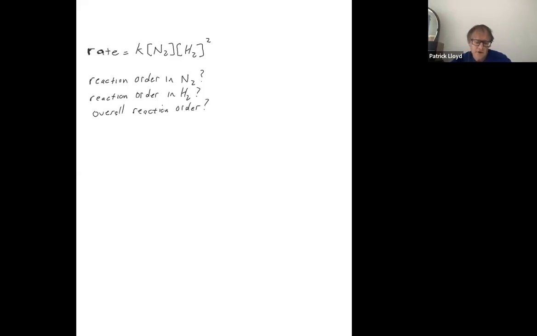Okay, relatively simple. So here's the way this works. Even though we don't write it, there's really a 1 there, right? And so the reaction order is merely the exponent. It's the power that you're raising that concentration to. So for this, it would just be 1. For H2, the exponent is explicitly written as a 2. And then for the overall, you just add them together. 1 plus 2 equals 3. Okay, those are called reaction orders.